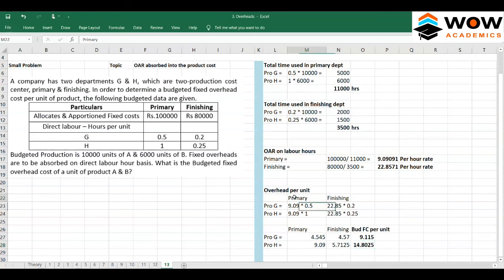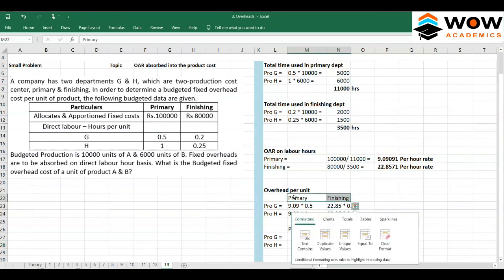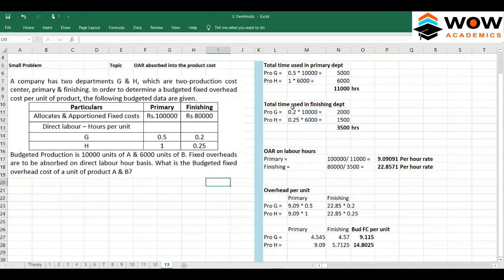Hope you got the idea here. The idea is converting all the different numbers here. The numbers we got from primary and secondary distribution, the numbers we got through OAR, the numbers we have in terms of units, all these come together to find out what is the overhead cost per unit, per unit for both these items.